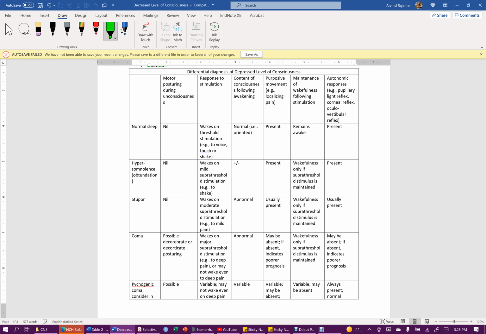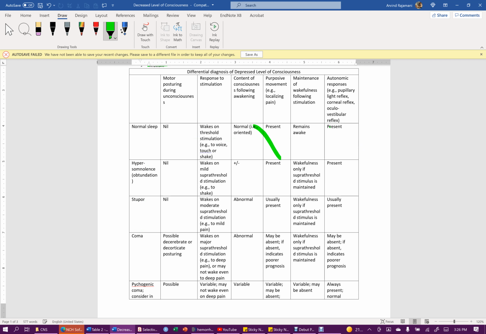Then you will always have purposeful movement, and you should remain awake once you wake up, even in the absence of an ongoing stimulus. And you should have preserved reflexes. All the reflexes should be preserved. If you have something called hypersomnolence or obtundation, you're now going from this to stupor to coma. You'll find that you're going to lose any one of these.